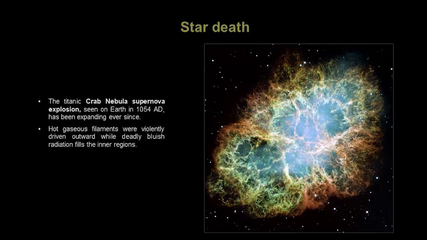This is one of the most famous ones we've studied. It's called the Crab supernova. And early humans saw this in the year 1054. They noticed a bright star in the sky. Of course, they didn't know what it was. But today we can pinpoint that spot in the sky that they saw and find this object.